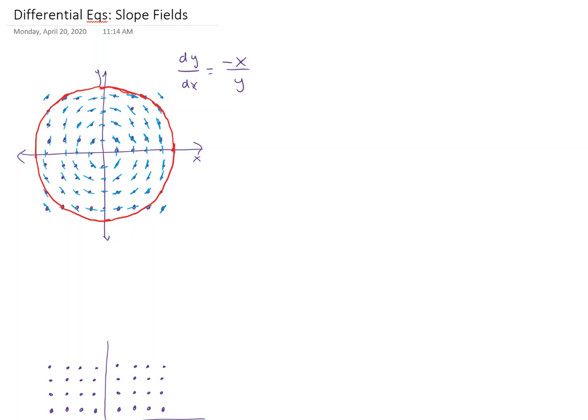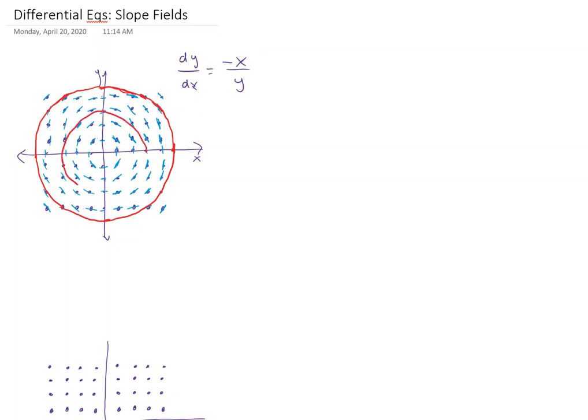Okay, so now what do we have? We have a circle. Yeah, that's a perfect circle. And in fact, that's what this slope field is telling you: that this is a perfect circle. And it doesn't tell you what if you started here. Well, if you started here, you would have gone around too. If you started here, you would have gone around.